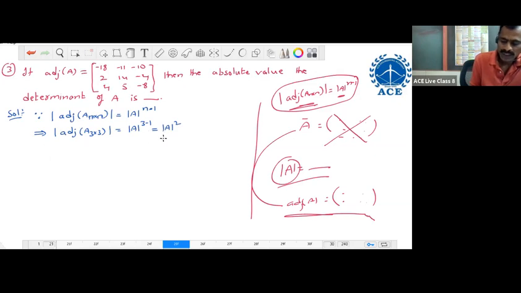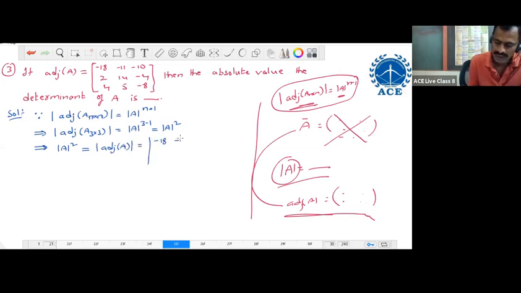Using this result, if any one is known, we can find the other one. If you know the elements of A, we can find the determinant of adjoint. Or if you know the elements of adjoint, we can find the determinant of A, any one. But here we are given adjoint matrix elements. So using the adjoint matrix elements, we write the determinant of A only, which implies determinant of A square equals determinant of adjoint of the 3 by 3 matrix.